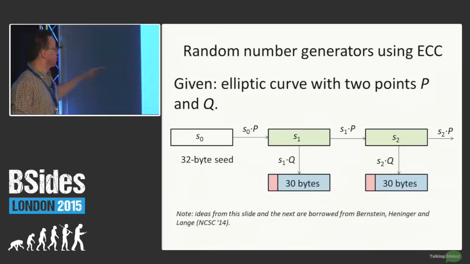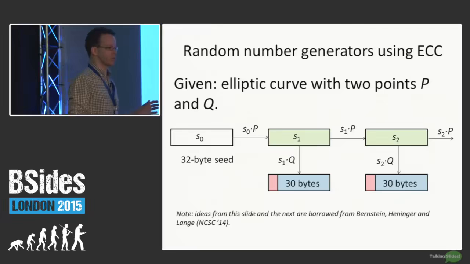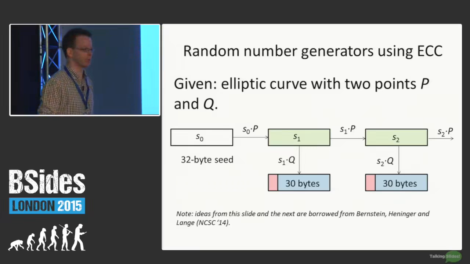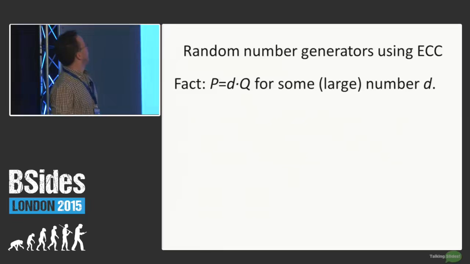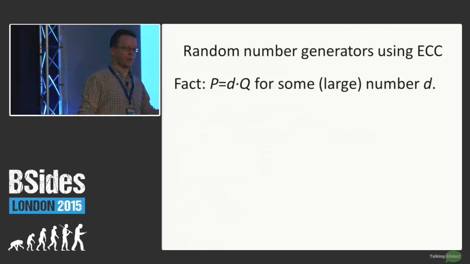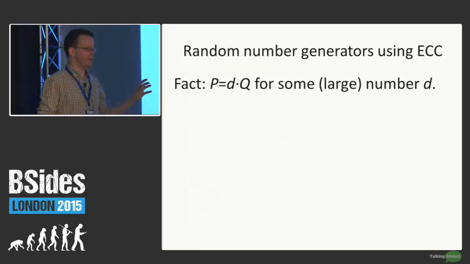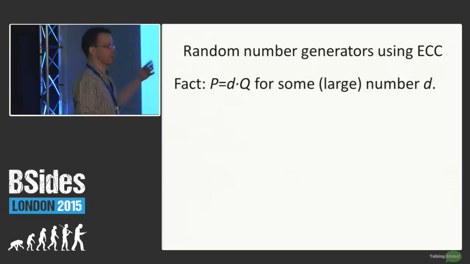And I should point out that this and the next slide, the way to explain this, is copied from or borrowed from Dan Bernstein, Nadia Henninger, and Tanja Lange at an NCSC press conference last year. Now we had these two points P and Q on the same curve, and this is a known fact about this curve, and about many curves in general. There is a large number d, so that P equals d times Q. But you can't compute it because that's the discrete logarithm problem.